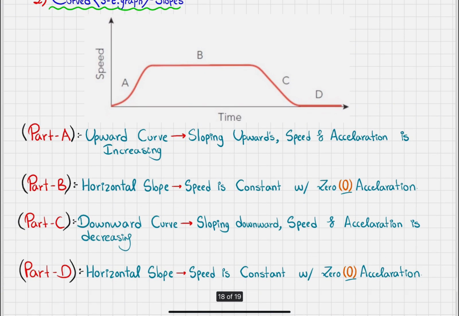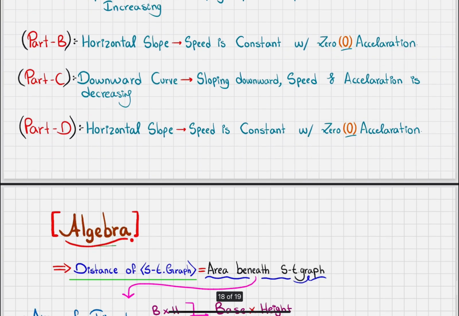Curved speed time graph slope. An upward curve, meaning it is sloping upward, and speed and acceleration are increasing. Horizontal, zero slope, zero acceleration, constant speed. Downward curve, sloping downwards, so speed and acceleration are decreasing, and then again horizontal, so zero acceleration and constant speed.